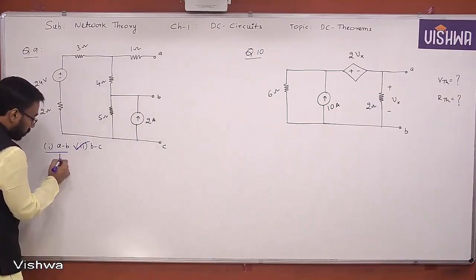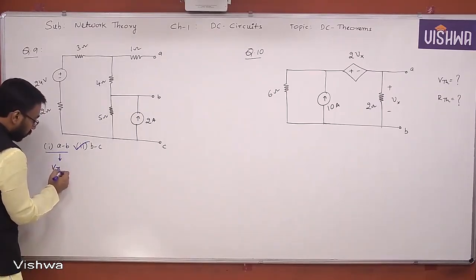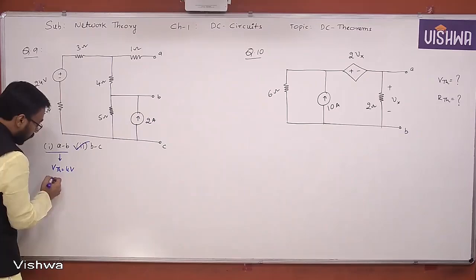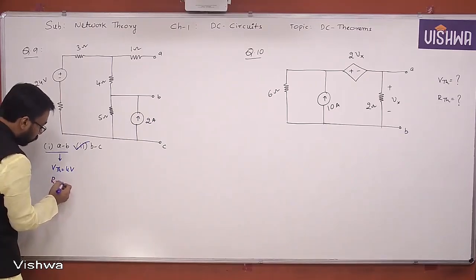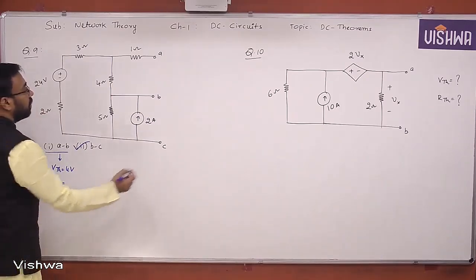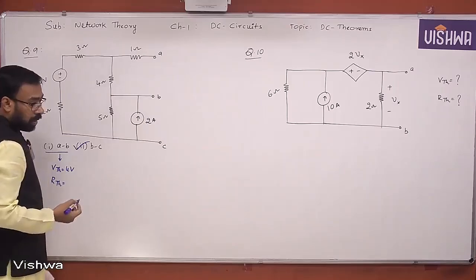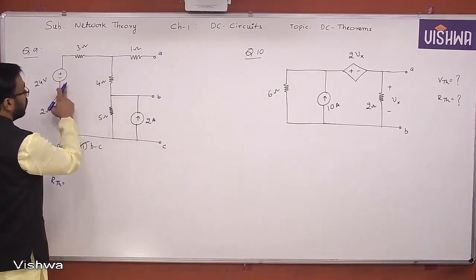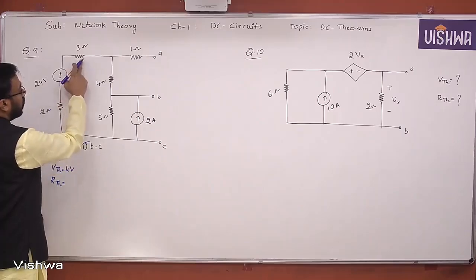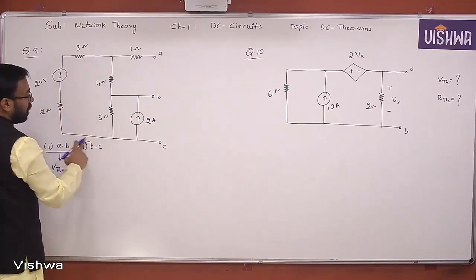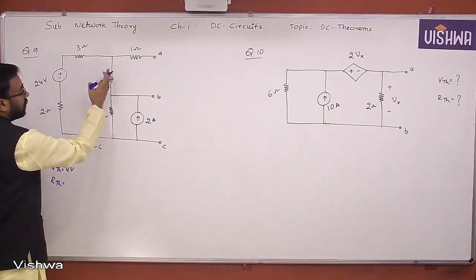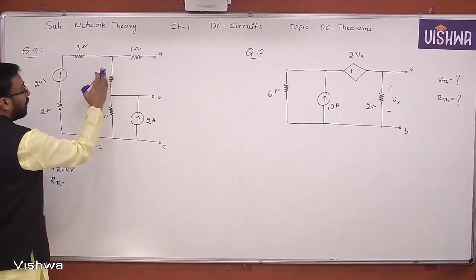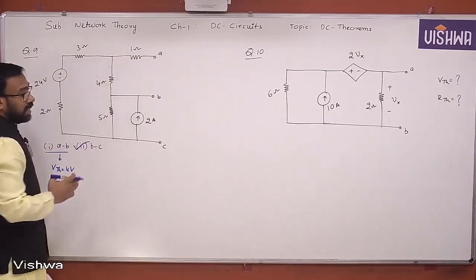What we got here is VTH equal to 4 volts and RTH. I gave you an expression for the RTH here with respect to AB terminals. What was that RTH? This is an open circuit, this is a short circuit replaced by. Then these two are in series. Of course, these three are in series, and that resultant is parallel to the 4 ohm, and that resultant is going to be in series with 1 ohm.